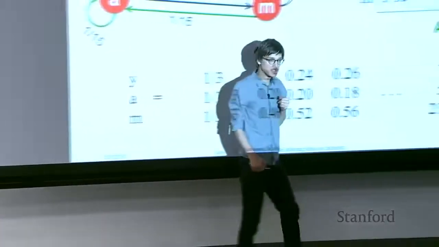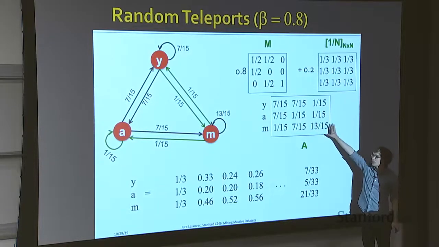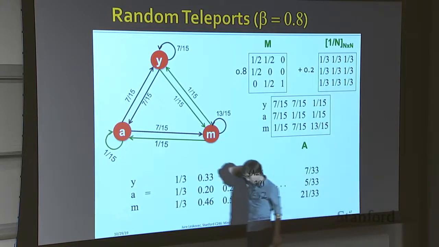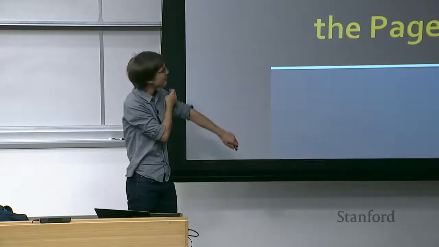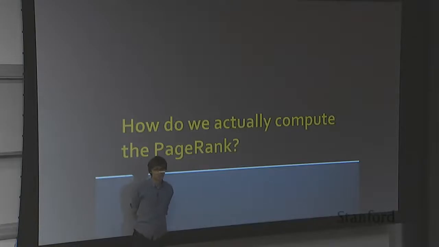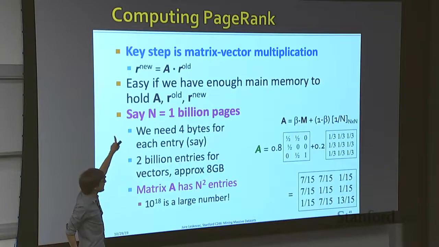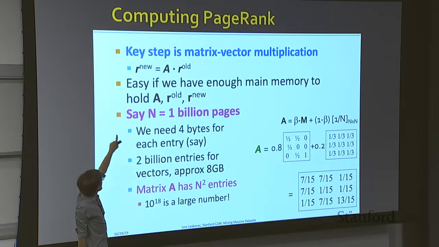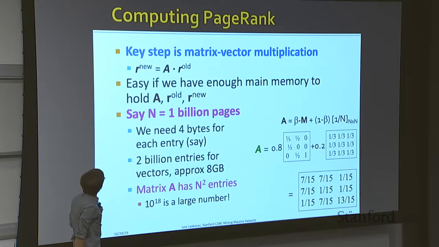All right, so let me now show you how we actually compute this. One thing you should observe is that this is now a dense matrix. So if this is 200 million or a billion pages, then this is a billion times billion, right? That's a lot of billions. So how do we actually compute the PageRank? Here's the issue. The key is this iteration where our previous R times A is our new R, and I want to be able to iterate this as many times as possible.